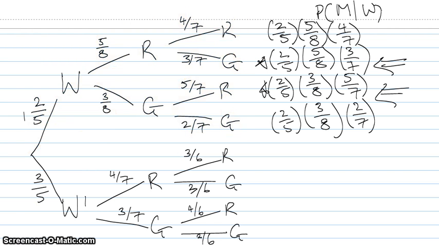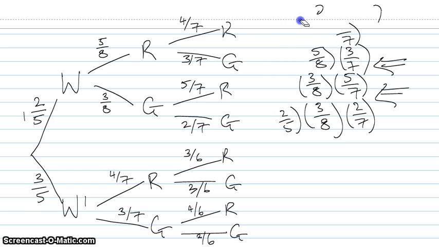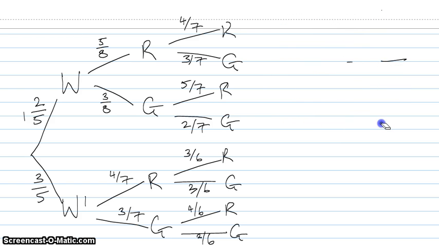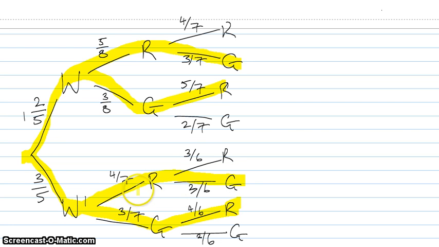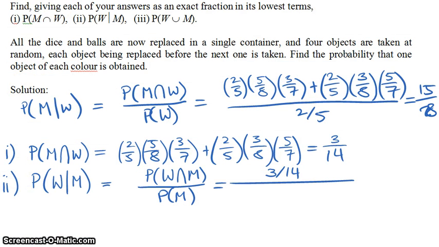This time, how could I get one of each colour? Let me erase this. Well, I can go this way, or this way, or this way, or this way. So I need to work out these probabilities. So you can just read them off, and we'll do just that. So the bottom line here is 2 over 5 times 5 over 8 times 3 over 7.